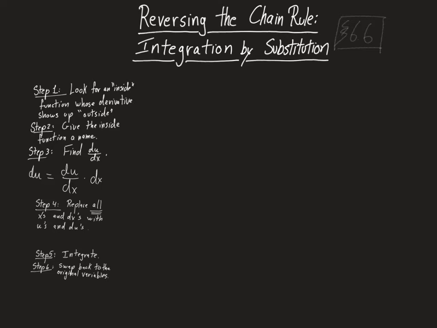Step 4, replace all x's and dx's. Every single one of them needs to go. Replace them all with u's and du's. Step 5, just integrate. Remember, if you've done this correctly, if you've chosen the correct substitution, by the time you hit step 5, the problem should now look like a very, very easy and straightforward integral. And step 6, of course, is to swap back to your original variables.